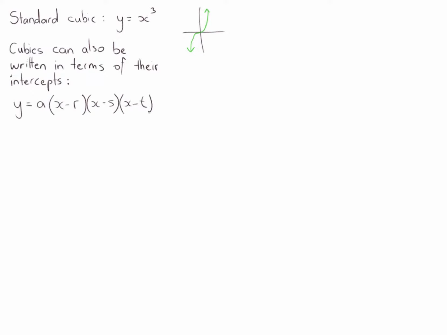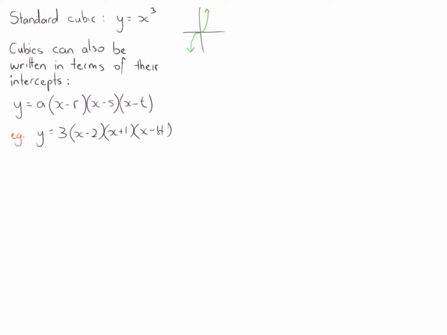For example, putting some numbers in, a cubic could look something like this. 3 is the coefficient out the front. We might have x minus 2 multiplied by x plus 1 multiplied by x minus 4. So see, it's very similar set out to parabolas that you've seen before, but we've got this extra term on the end. And that makes sense because a cubic has an extra power. There's an extra x in there.